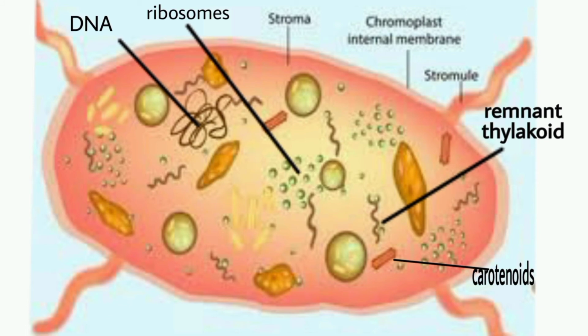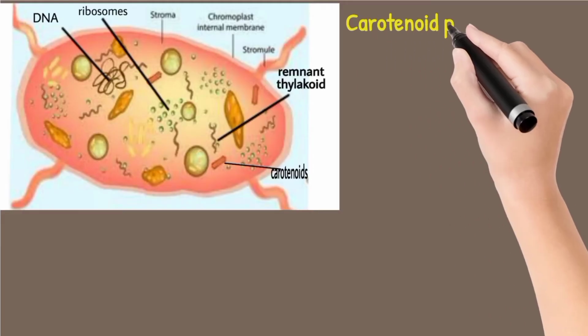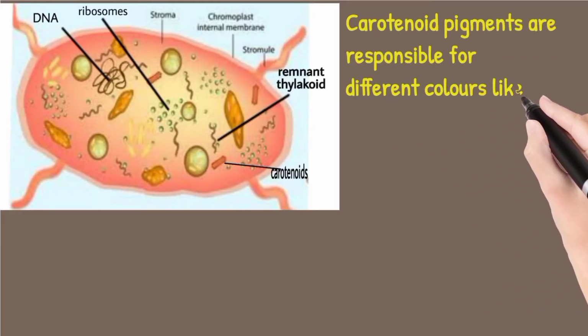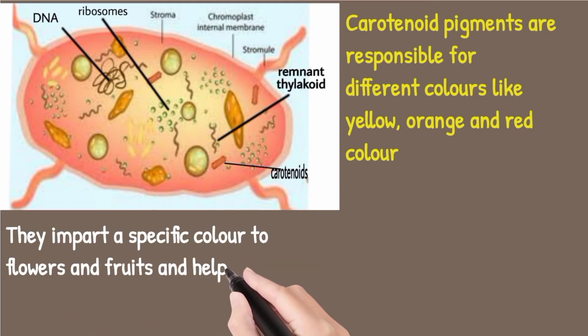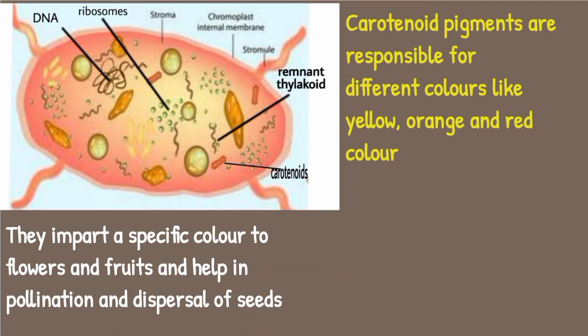The next type of plastid is the chromoplast. The chromoplasts do not contain the green pigment chlorophyll. They contain carotenoids. See, along with the DNA and ribosomes, the carotenoids are also distributed in the stroma of the chromoplast. The carotenoids are the pigments that are responsible for the different colors like yellow, orange and red. By giving a specific color to the fruits and flowers, they make them attractive and attract the agents of pollination. They aid in pollination and dispersal of seeds.